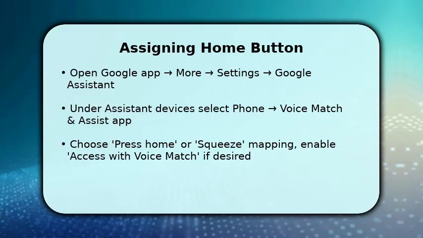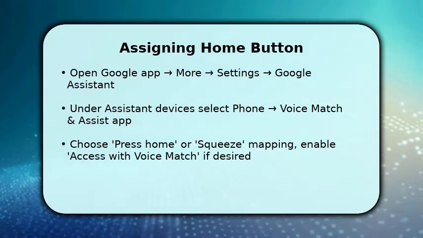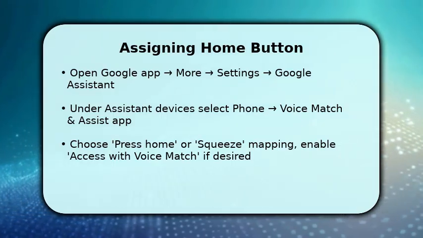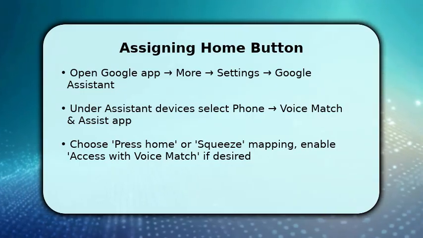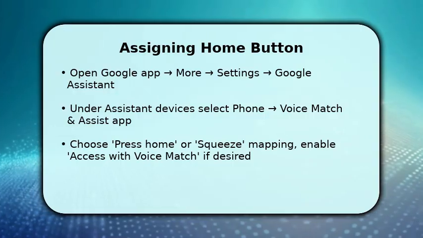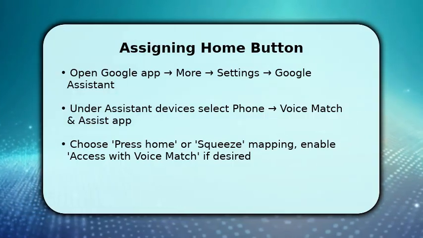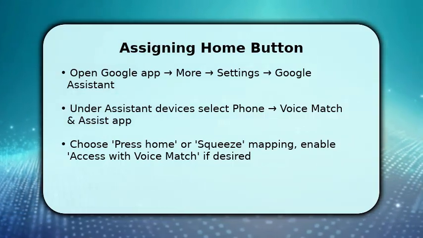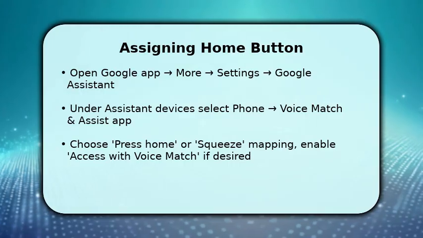First, configure voice match so your voice unlocks personalized results. This matters for privacy and functionality. Then choose the Assist app behavior. Set Google as the default Assist app and map the Home button action to launch Assistant. Make sure press and hold home or gesture options are set.